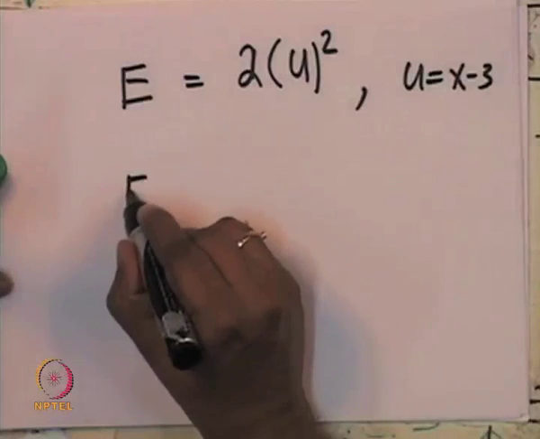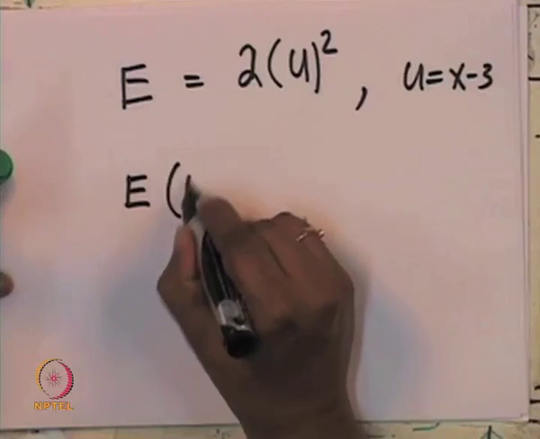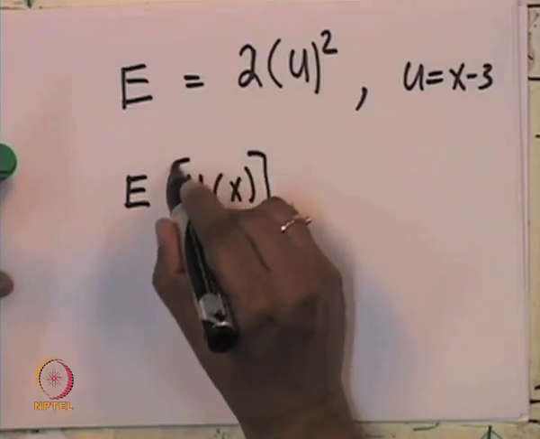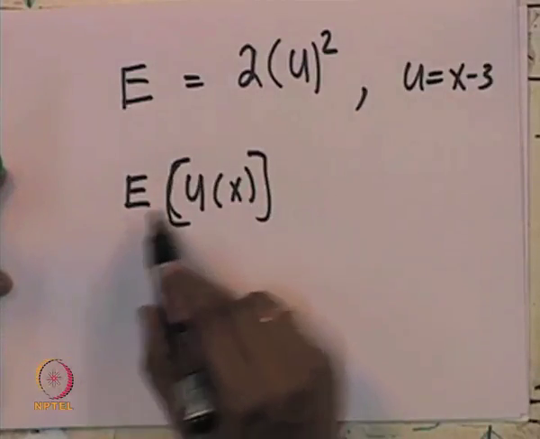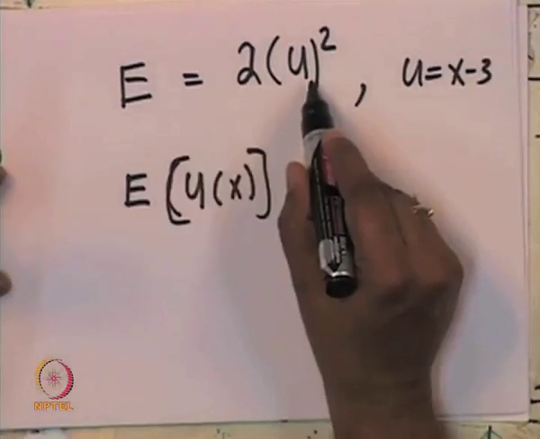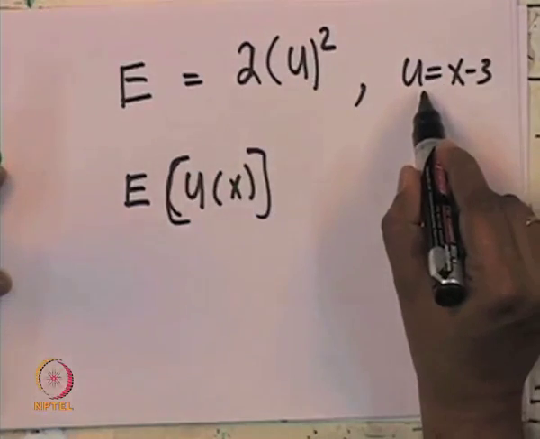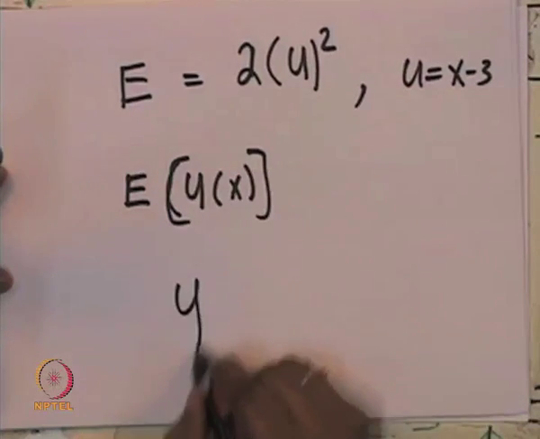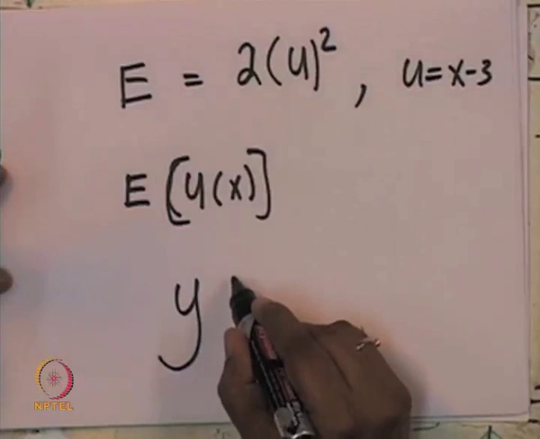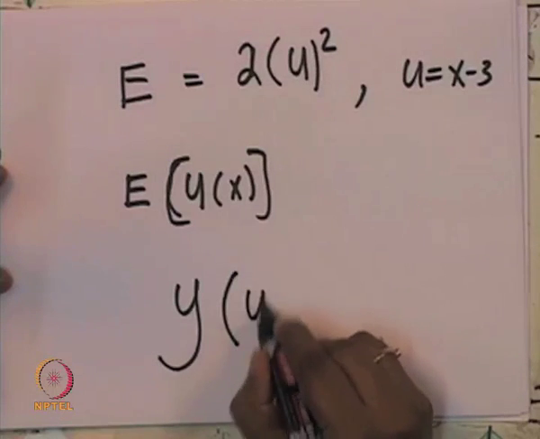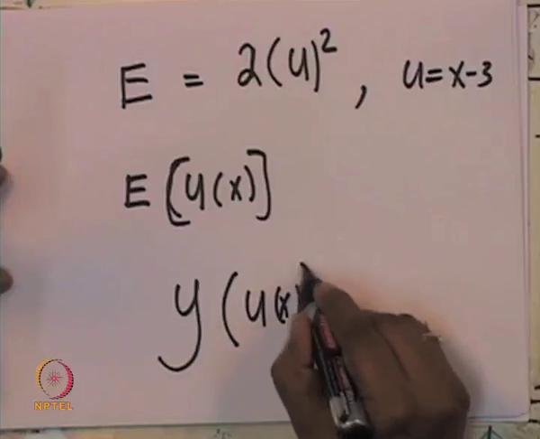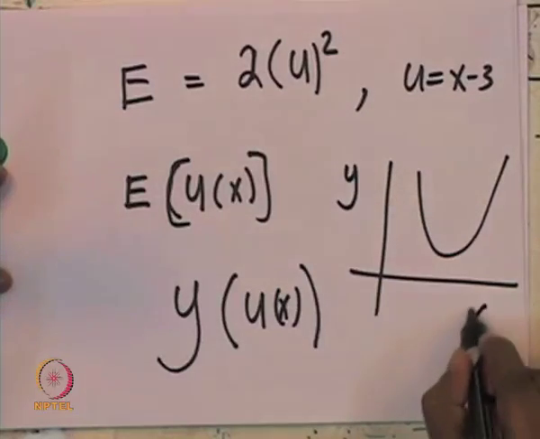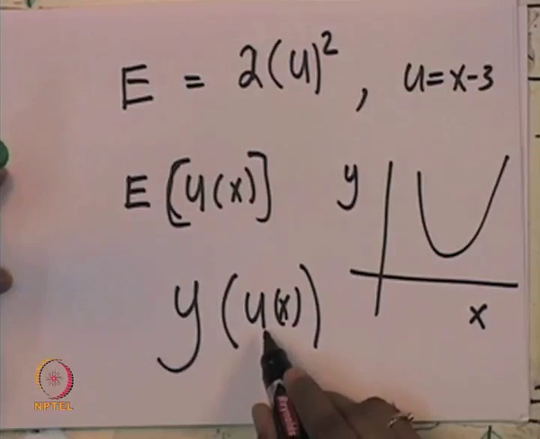So, energy is a function of u, which is a function of x. So, this is what we have. Energy is 2u squared, and u itself is a function of x. So, you have y as a function of u, which is a function of x. Y is whatever we plot in the y axis. So, we plot here energy in the y axis. So, this is y and this is x. Y itself is a function of u and u is a function of x.